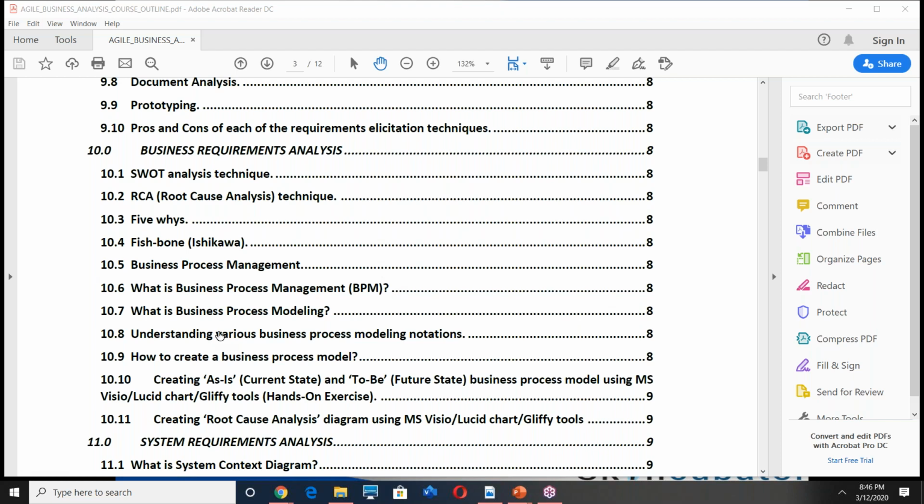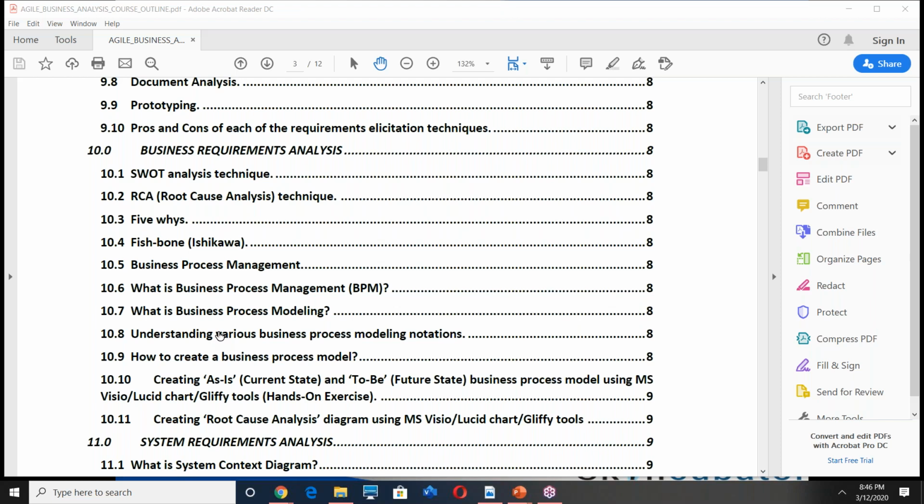So we'll be understanding the different notations you will be using to create a process model. How do you identify the pain points, problems, bottlenecks in a current state process flow? Then how do you map out the future state or the to-be state flows? And that is what your gap analysis is all about.